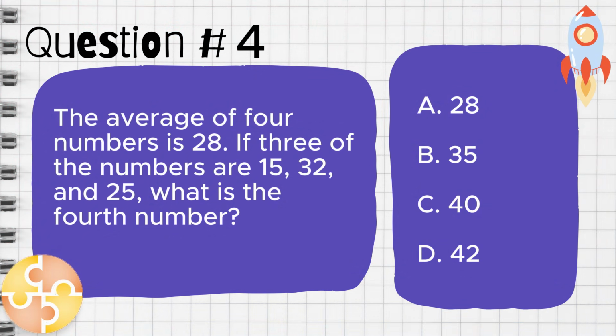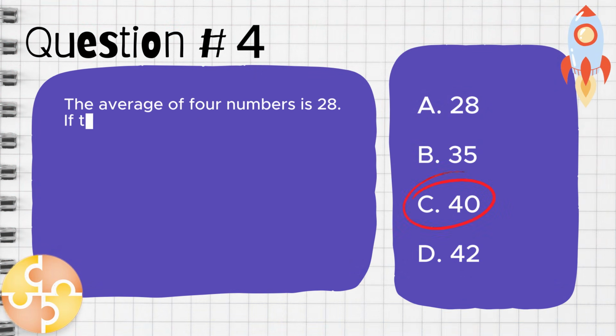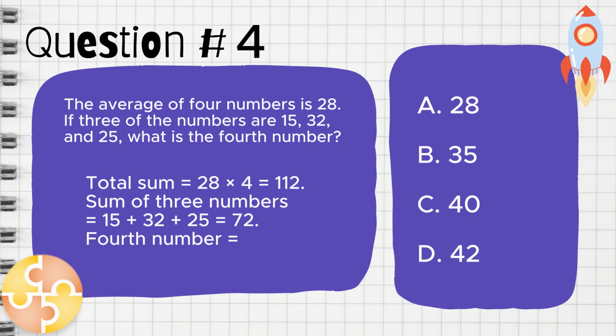Time's up. The correct option is C. 40. Here's why. Total sum equals 28 times 4, which is 112. Sum of three numbers equals 15 plus 32 plus 25, which is 72. Fourth number equals 112 minus 72, which is 40.